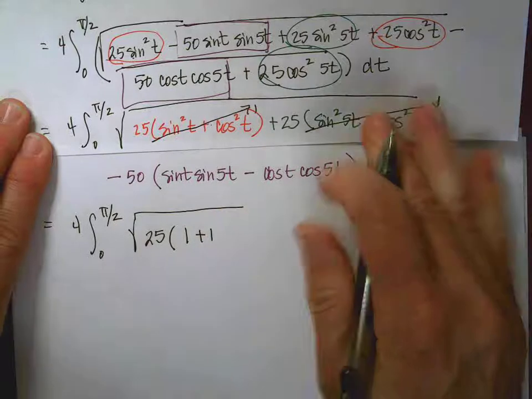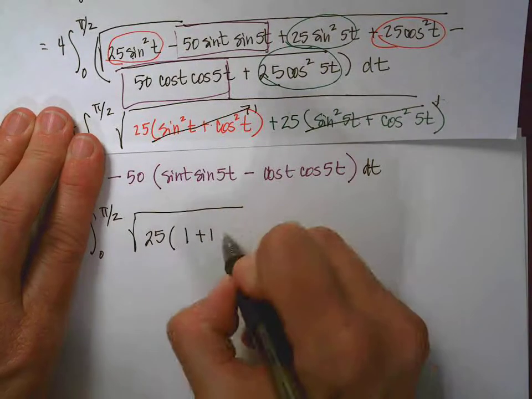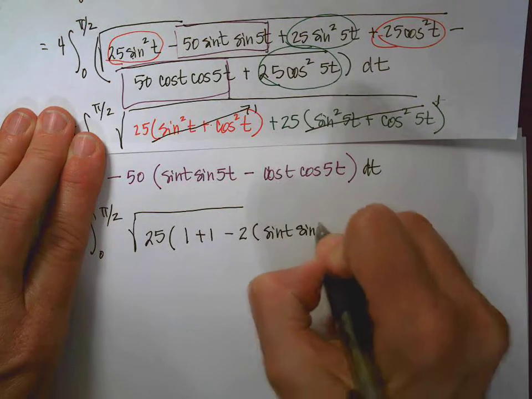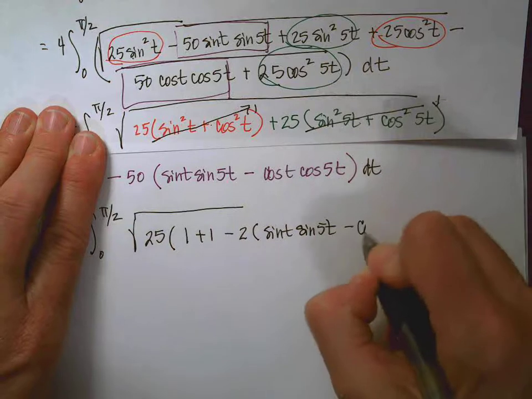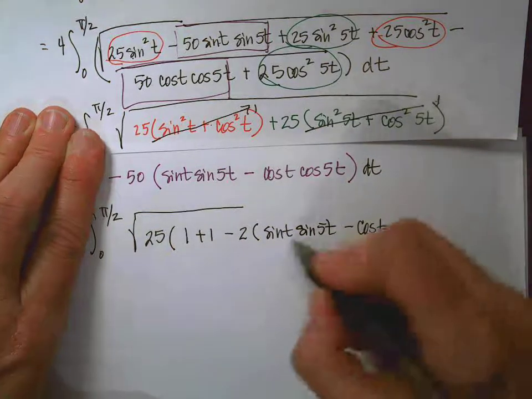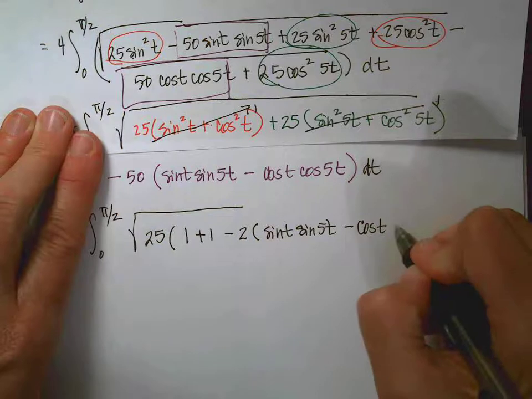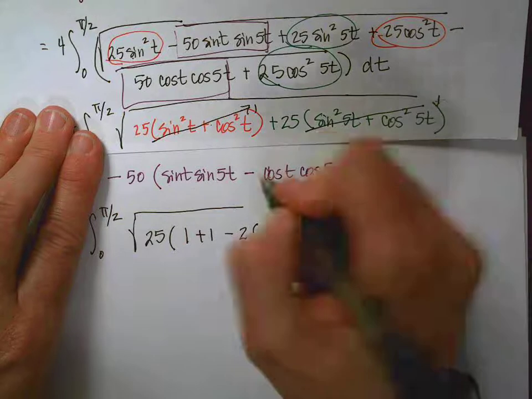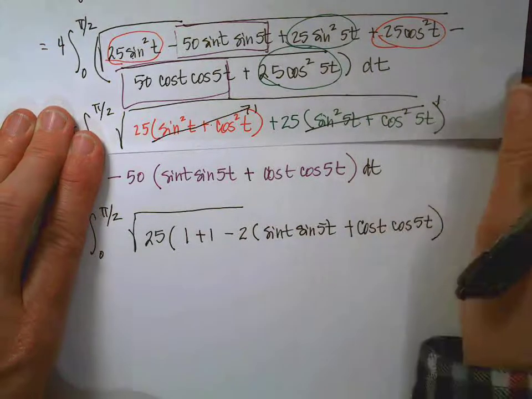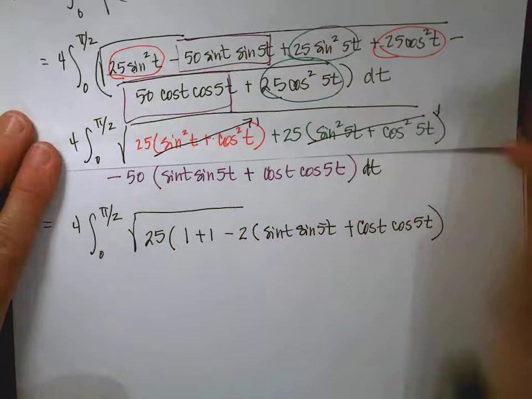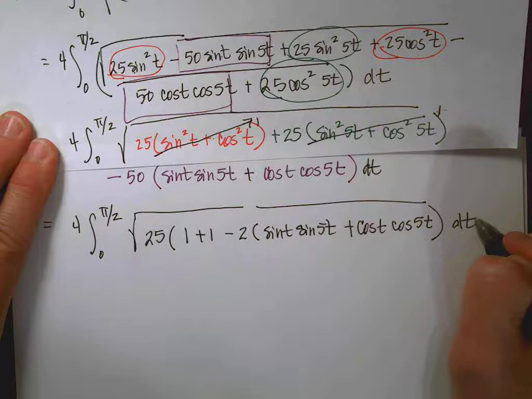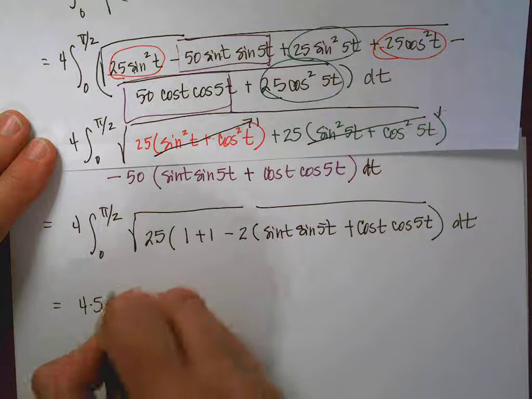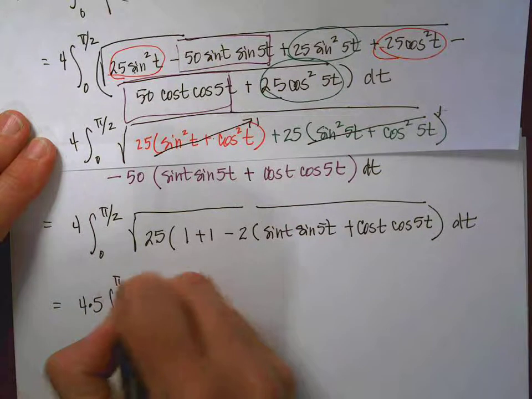So I took out, this is 1 and this is 1 because these are the Pythagorean identities. So I factored out a 25 and I got 1 plus 1. And then I'm going to factor out the 25 of that. I'm going to get minus 2 times sine t sine 5t minus the cosine of t. And I took out the 25, that guy stays, cosine 5t. I took out a negative, that should have been a plus, this is a plus. So far so good? And remember, all this is still under that square root. There's my dt. This 25 can come out now, which is polite.